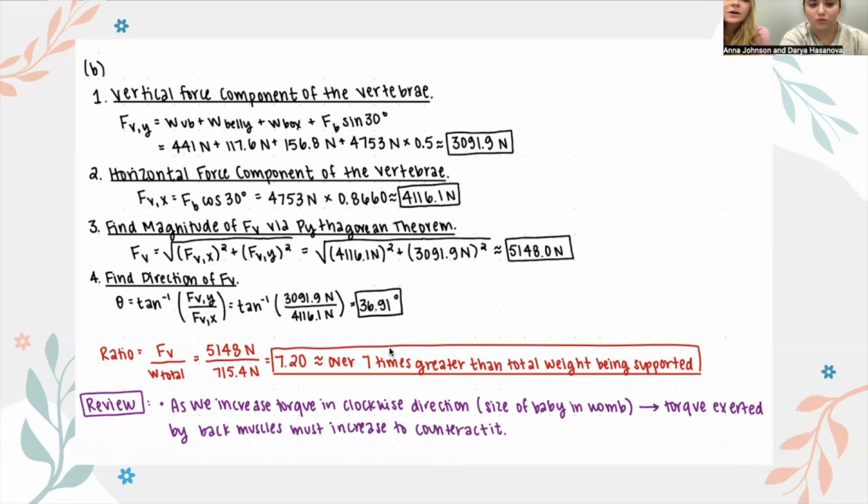To find the direction of the vertebrae force, we did the inverse tangent, dividing the vertical force over the horizontal force, and we got 36.91 degrees. A little check or review for this is that as we increase torque in the clockwise direction, the torque exerted by the back muscles must also increase to counteract it.